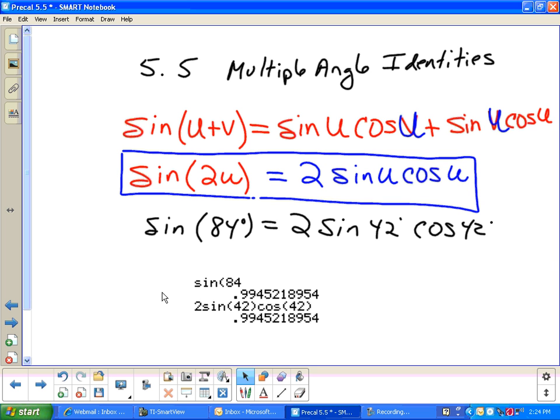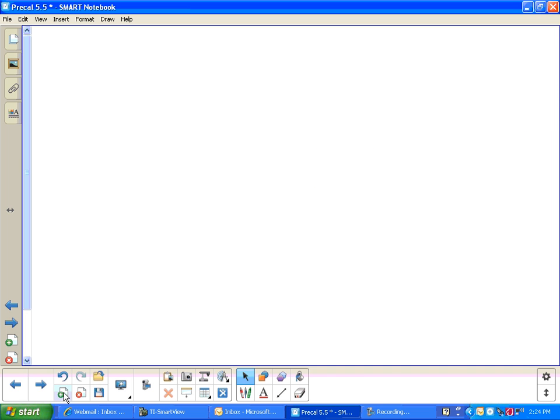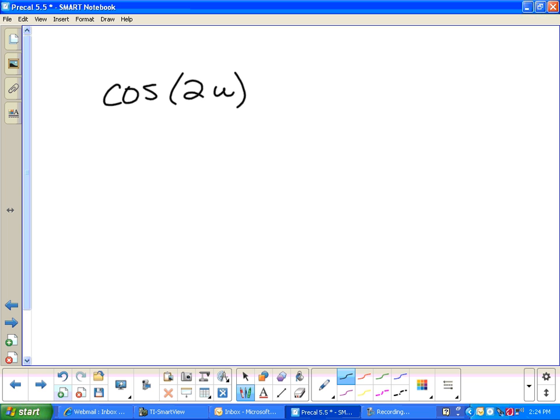All right, I did save the more interesting one for second. What about cosine 2u? This one's interesting because it looks like a formula we've already seen, and it's going to be useful for power reduction. And it's always good when you can reduce powers. Okay, so cosine 2u is the same as cosine u plus u. And so we'll just go back to the regular formula for when you add 2 numbers together in cosine.